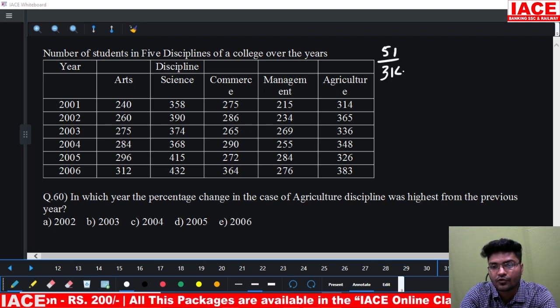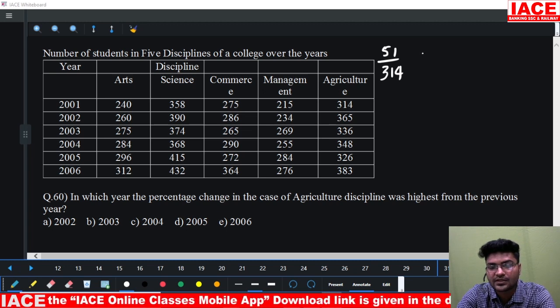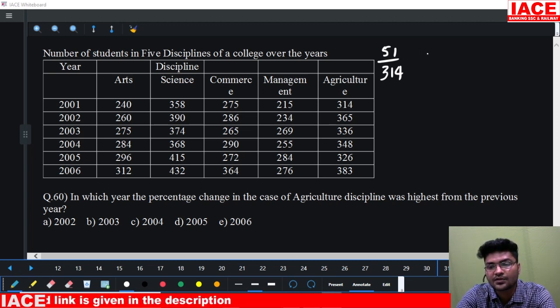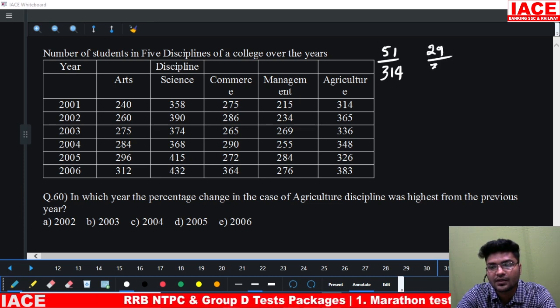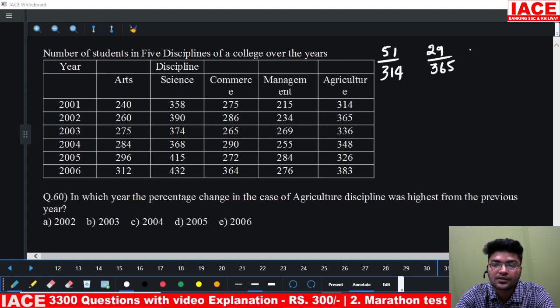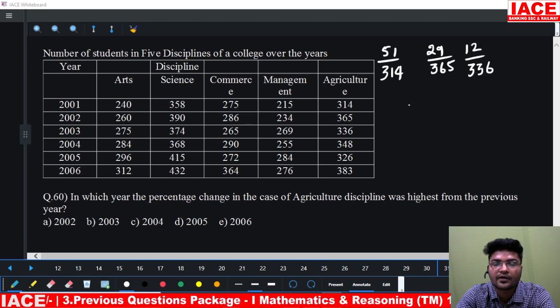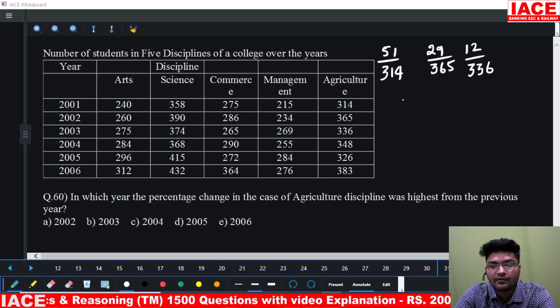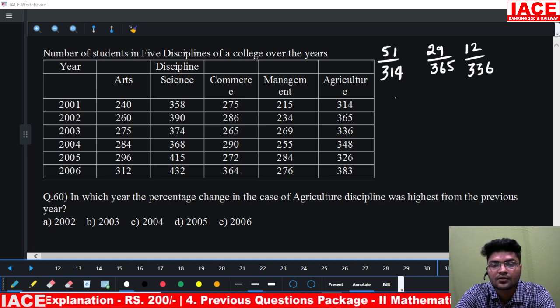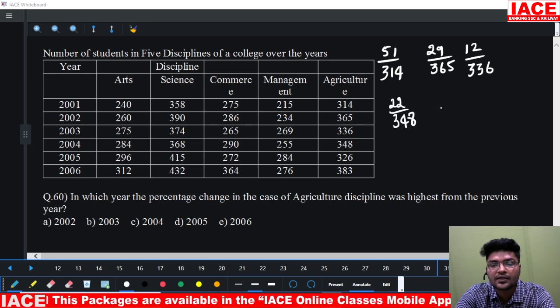51 divided by 314. Next year, 365 to 336, there is a decrease. How much is the decrease? 29 divided by 365. Next, 336 to 348, this is 12 divided by 336. Next, 348 to 326, a decrease. How much? 22 divided by 348.